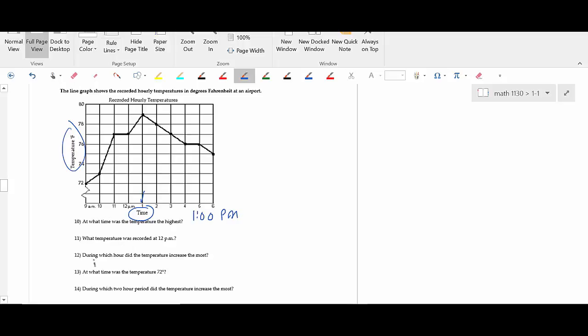Okay. Then the next one says, what temperature is recorded at 12 p.m.? 77 degrees. Okay. This is just interpretation, so you won't have any trouble with it.